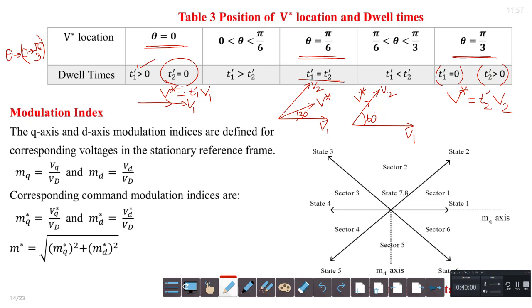When the angle is between 0 to pi by 6, T1 dash and T2 dash are non-zero, but T1 dash is greater than T2 dash. Similarly, when theta is between pi by 6 and pi by 3, both T1 dash and T2 dash are non-zero, but T1 dash is less than T2 dash. So, this is how table 3 is made to compare the dwell times.